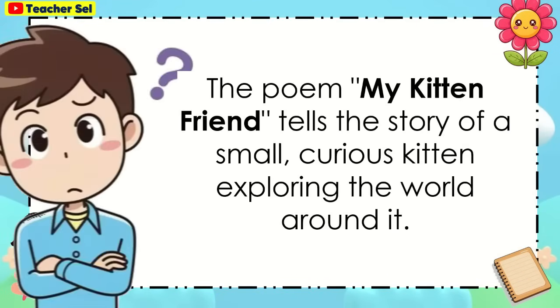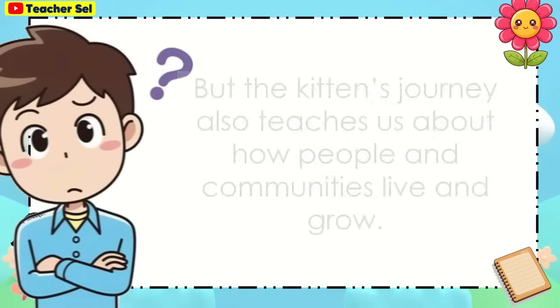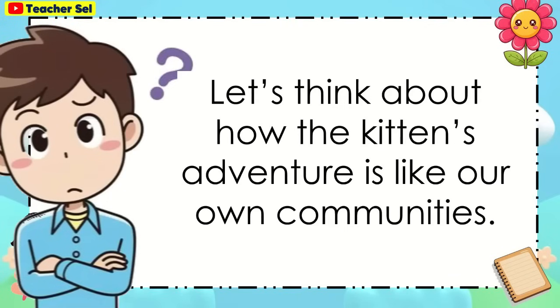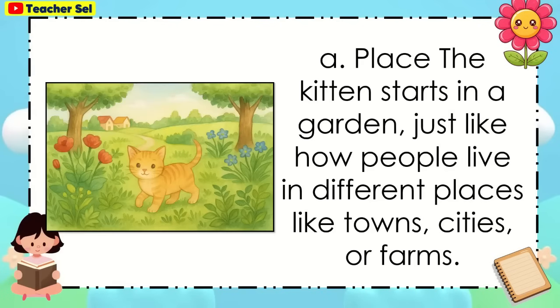The poem My Kitten Friend tells the story of a small, curious kitten exploring the world around it. But the kitten's journey also teaches us about how people and communities live and grow. Let's think about how the kitten's adventure is like our own communities. A place: the kitten starts in a garden, just like how people live in different places, like towns, cities, or farms.